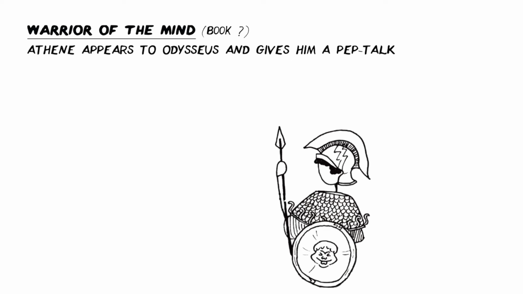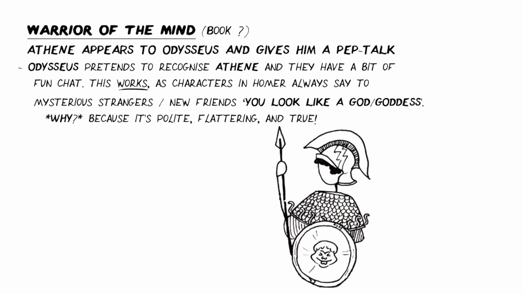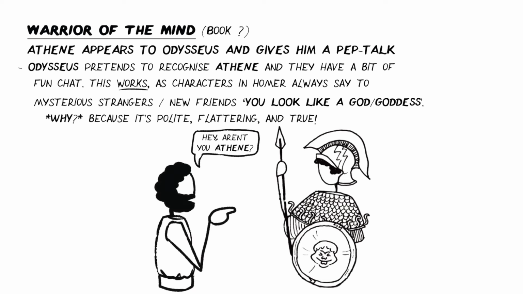Odysseus pretends to recognize Athene. They have a bit of a fun chat. It's kind of bantery. And while it's not in the Odyssey, it works. As characters in Homer always say to mysterious strangers or new friends, hey, you look like a god. Why do they do this? Because it's polite, right? It's flattering. And sometimes it's actually true. It's something to do with, oh, your neck is glowing. You must be a god.